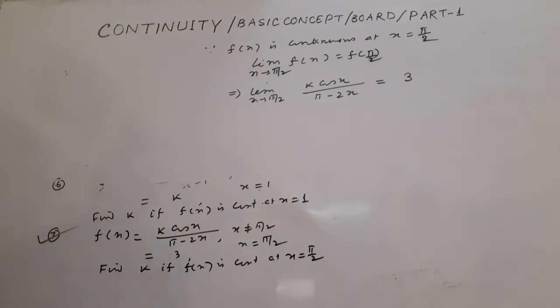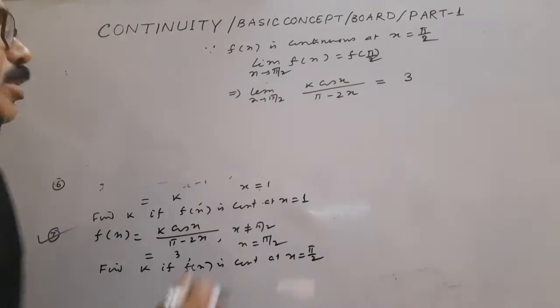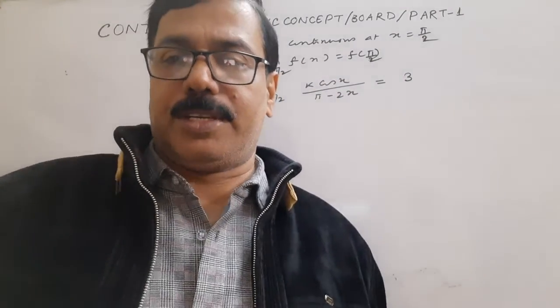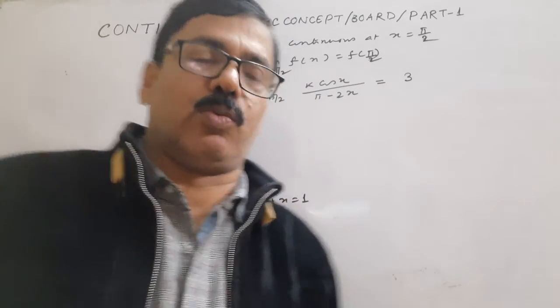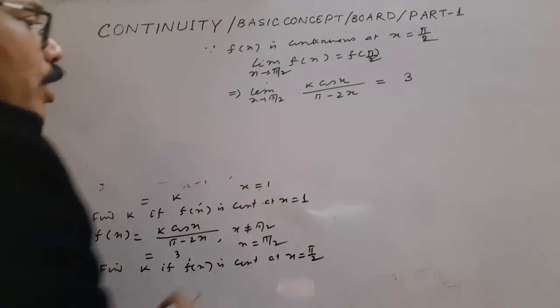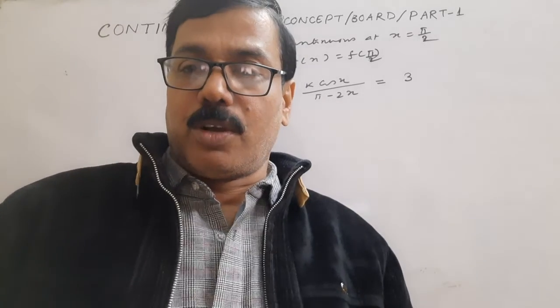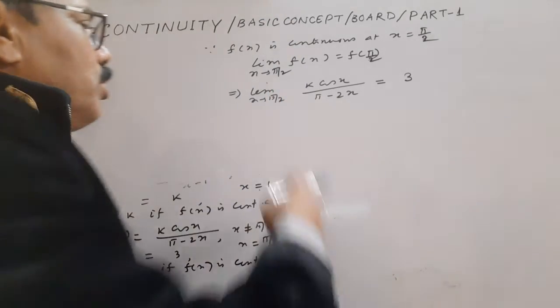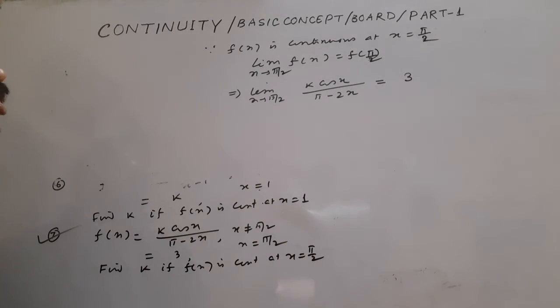Now, if it is a board problem, then you cannot use L'Hospital's rule. So you have to use a standard result of limit. Now since it is a trigonometric limit, the standard result is sin x by x is 1, because if you put pi by 2, this is 0 by 0. So sin x by x equals to 1 when x tends to 0. So our main aim will be to convert the limit in terms of 0.